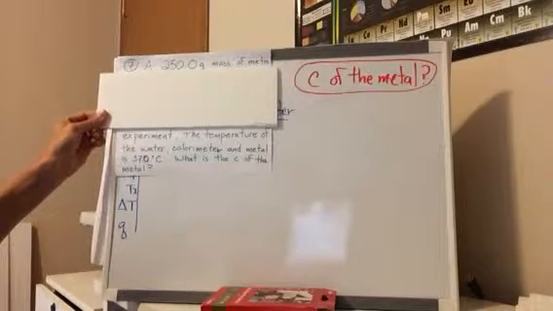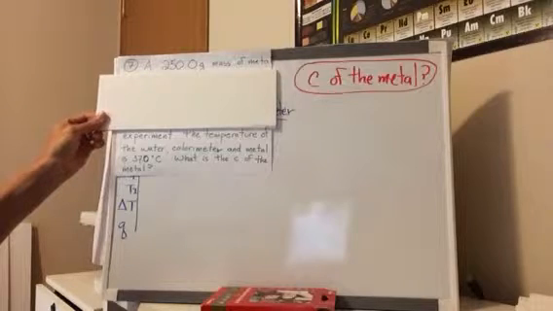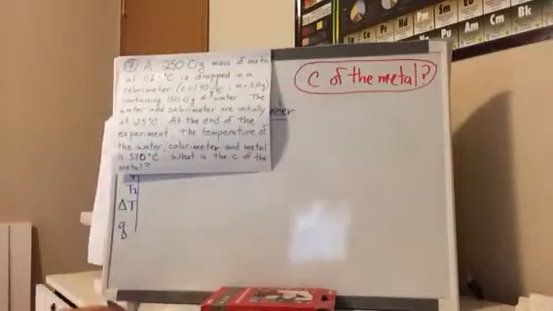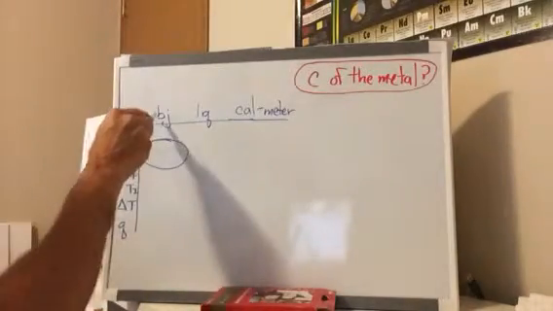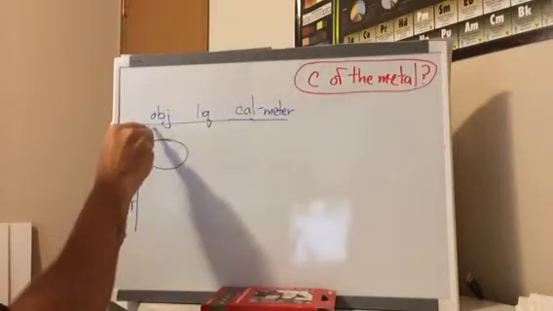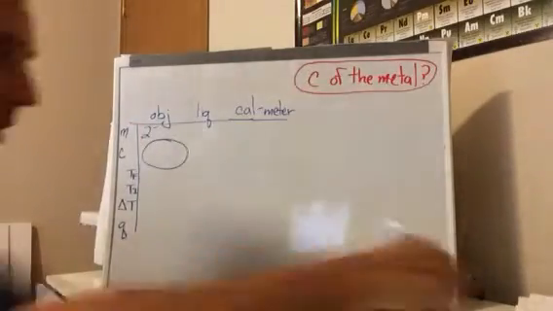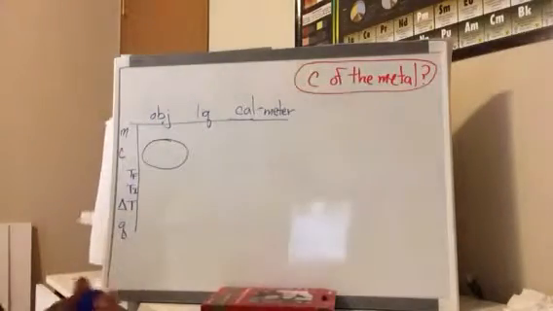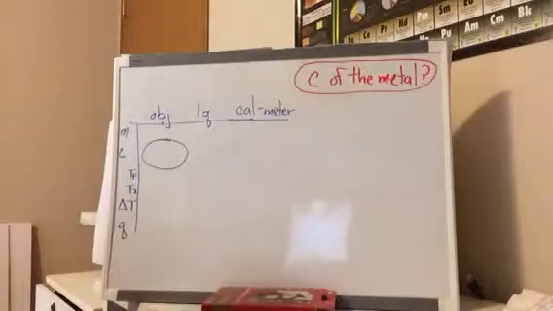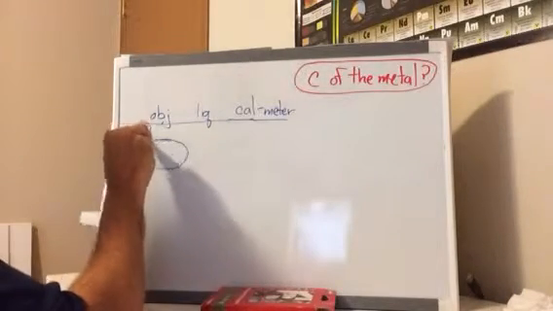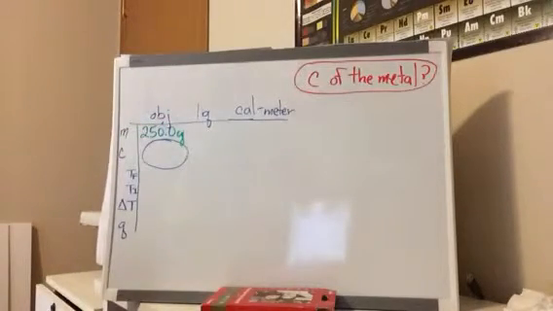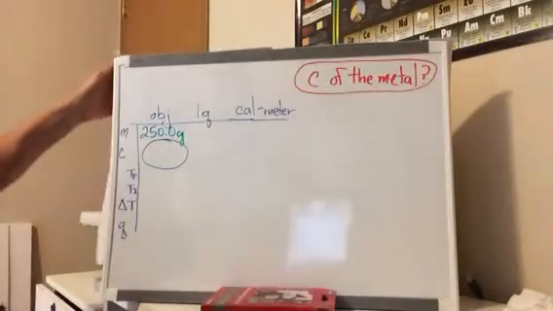A 250.0, remember it's important to keep all the digits, 250.0 gram mass of metal. Okay, stop there. Metal, object is metal, 250.0. Well, let's use a different color. Pardon me, but I just want to use a different color. Stick of blue. Let's go on to green. And let's put, what was it? 250.0 grams of metal. We don't know what kind of metal. That's all we know. Okay, so we plug that in.